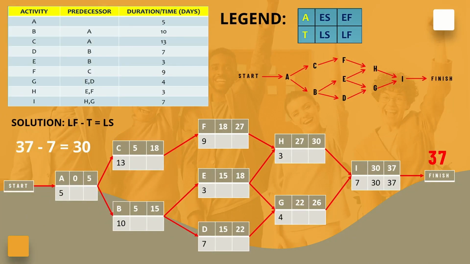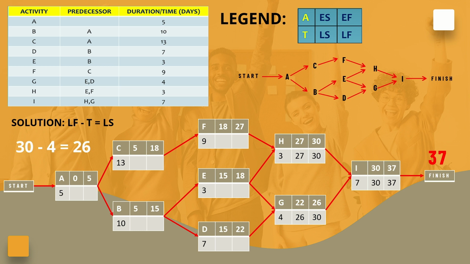We'll start with activity I. LF is set to the EF, earliest finish time, calculated during the forward pass, which is 37. LS is calculated by subtracting the duration of activity I, 7 weeks, from its LF. 37 minus 7 is equal to 30. In activity H, LF is set to the minimum LS of its successor, which is activity I, with LS 30. LS is calculated by subtracting the duration of activity H, 3 weeks, from its LF. 30 minus 3 is equal to 27.